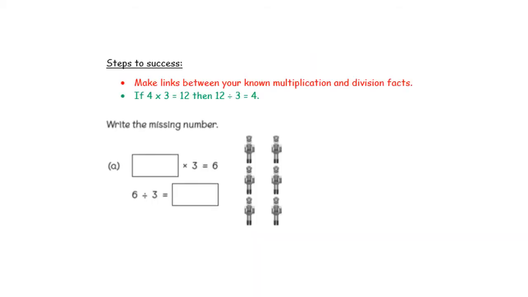So for the next part of your questions, you have to make links between multiplication and division. So our steps to success say, make links between your known multiplication and division facts. If 4 times 3 is 12, then that means that 12 divided by 3 is 4, okay? So for this one, it says something times 3 is 6, okay? So how many groups of 3 are there in 6? Let's see. 1, 2. That means that 2 times 3 is 6. And then if you have 6 of the statues all together and you're dividing them by groups of 3, you get 2 groups of 3. Okay?